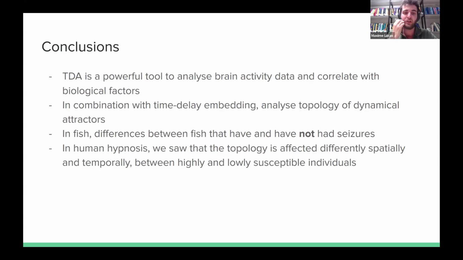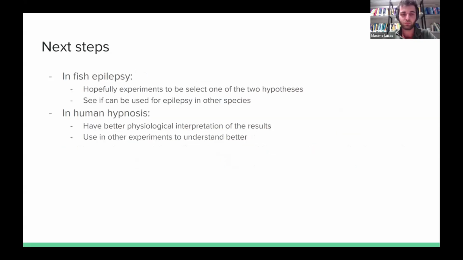So that's basically it. In fish, the main result would be that we found some differences between the fish that had and did not have seizures, and in human hypnosis, that this topology was affected differently depending on the embedding and depending on your susceptibility to hypnosis. These are the next steps.